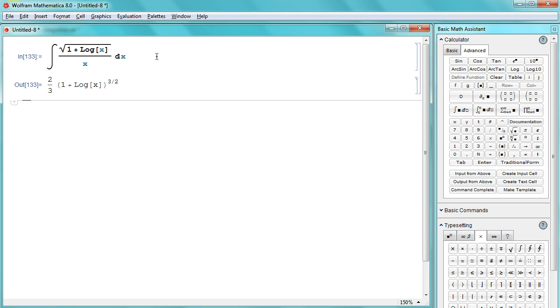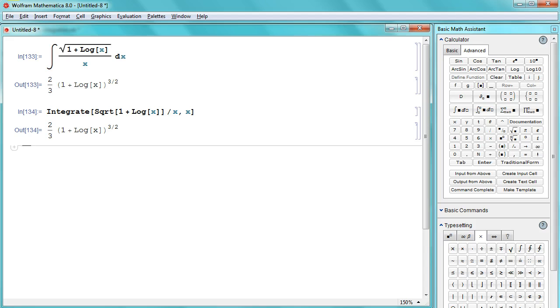So this expression over here is equivalent to this: Integrate square root of 1 plus log of x over x, comma x, and of course we have the same answer here. Now let's compare this basic Mathematica syntax versus this fancy looking notation given by my basic math assistant. Which is easier to understand? By far this one.